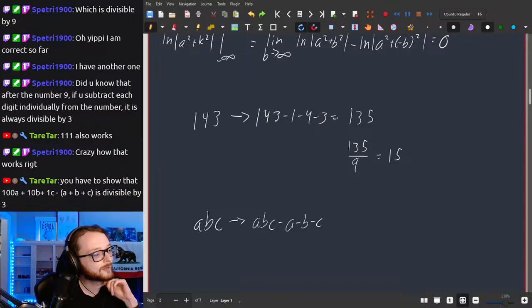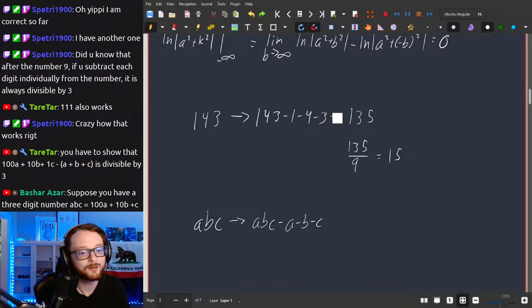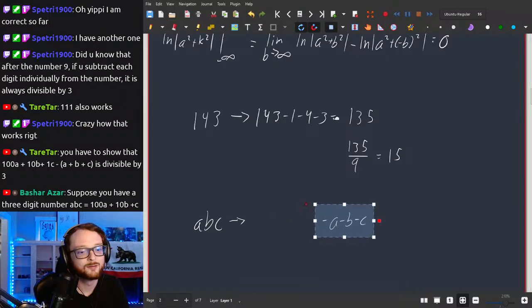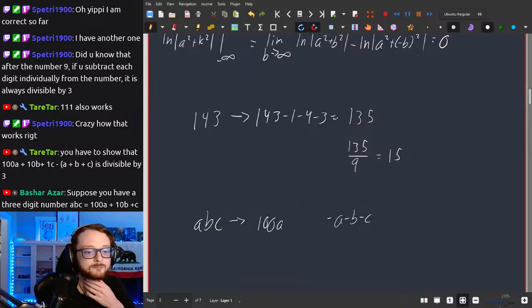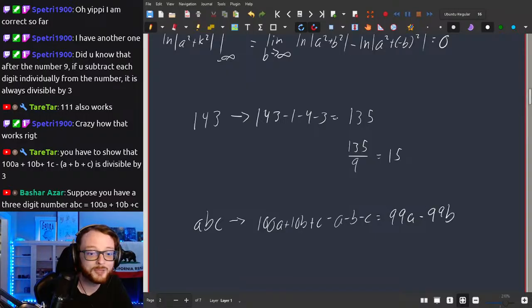To show that 100A... Right, that's a better way of saying it, yeah. Show this is divisible by 9, which seems like a... Well, oh wait, maybe that's not so hard. 99A minus 99B, that's divisible by 9. That's actually kind of slick. And that would extend really easily to any number of digits.